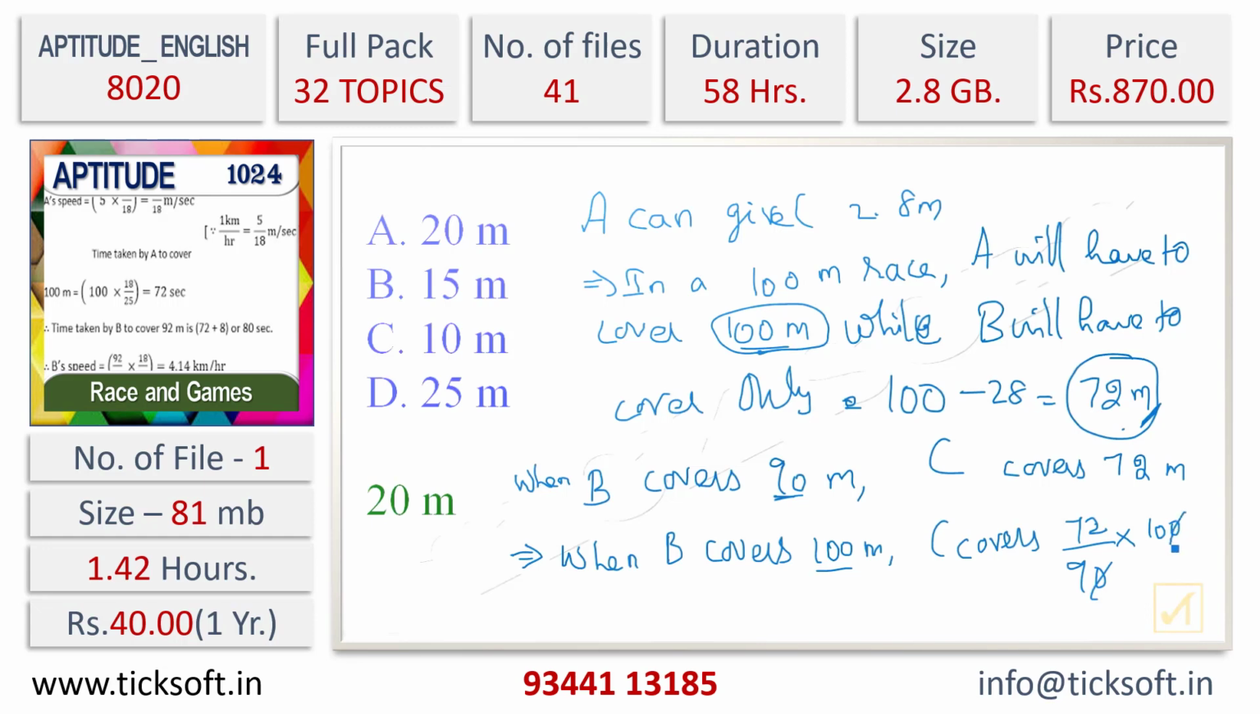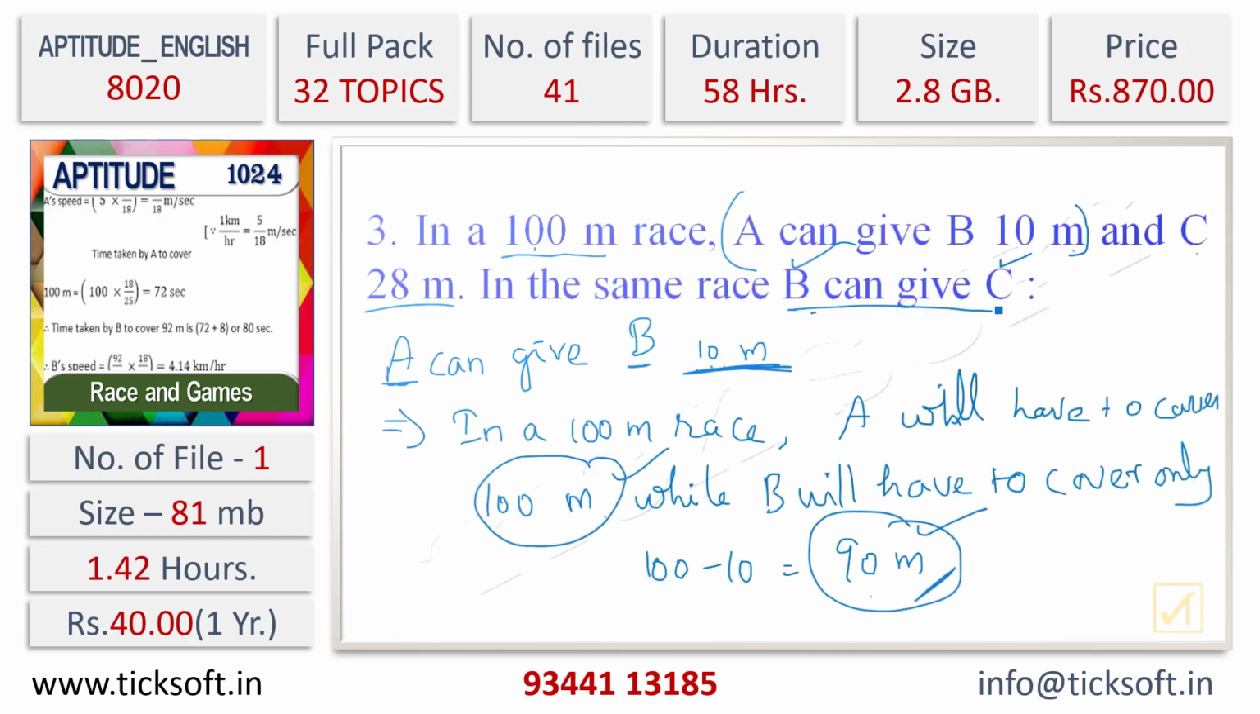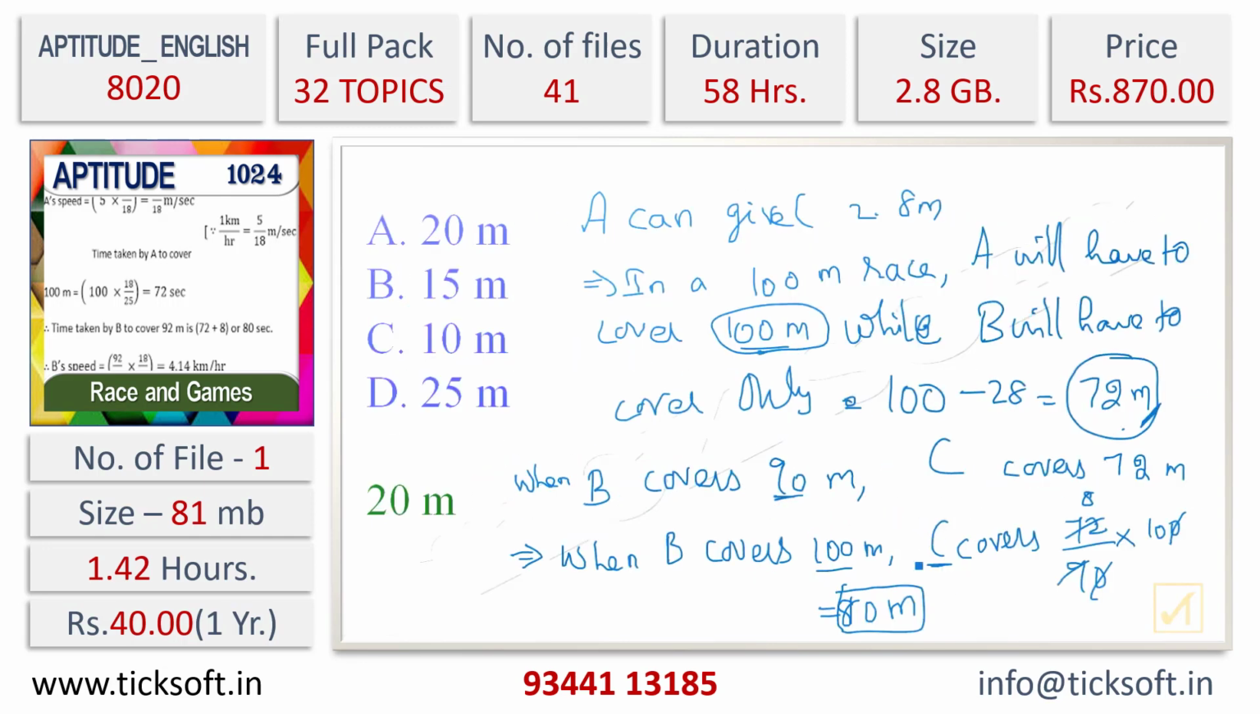Now if we cancel these two values, we get 10 by 9, and 72 divided by 9 will be equal to 8. So 8 into 10 will be equal to 80 meters. So this is the distance covered by C. But here it is given that B can give C. So this means we have to subtract these two values, 100 and 80. So B can give C 100 minus 80 meters, which is 20 meters. So therefore the answer here is 20 meters.